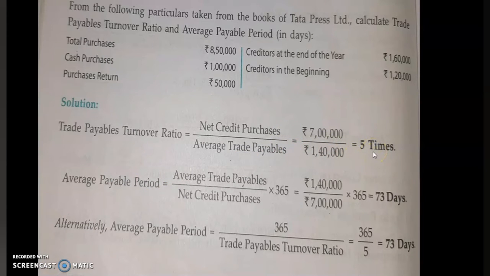So this is your trade payables turnover ratio. Now they are asking you to find the average payable period also, that too in days. Okay, so you can use any one formula. They are not insisting which formula should be used. So you can use the formula average trade payables divided by net credit purchases into 365. Why 365? Because it is in days.